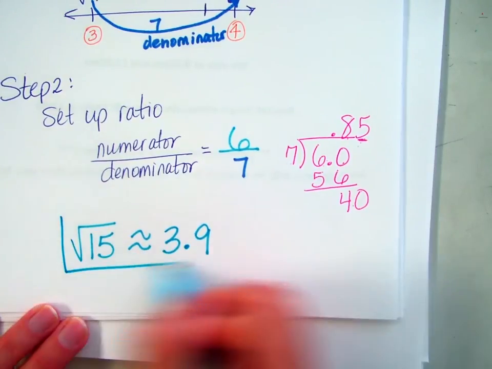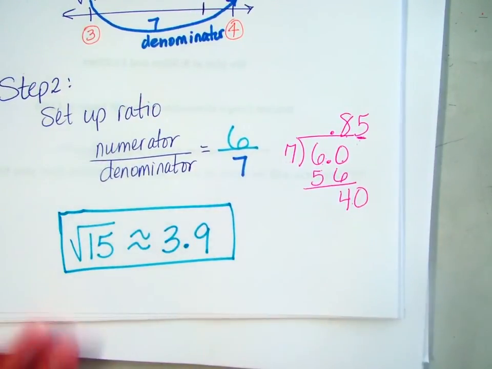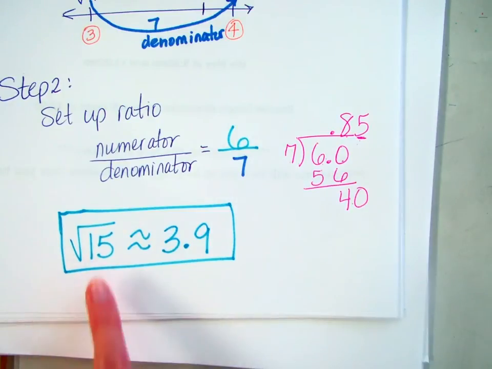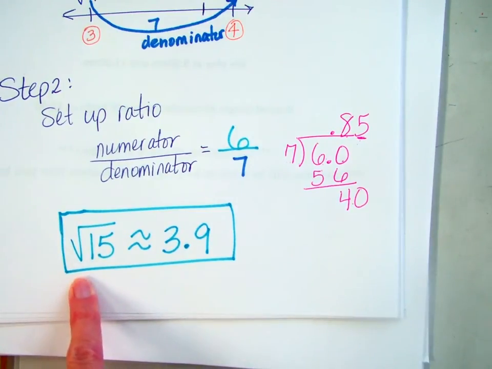Yes, question? So, the step 3 is rounding it? Or is there no step 3? Step 3 is just writing our answer here. Right? Step 3 is putting it together as your estimate there. Okay? We'll do another one. You'll be all right.